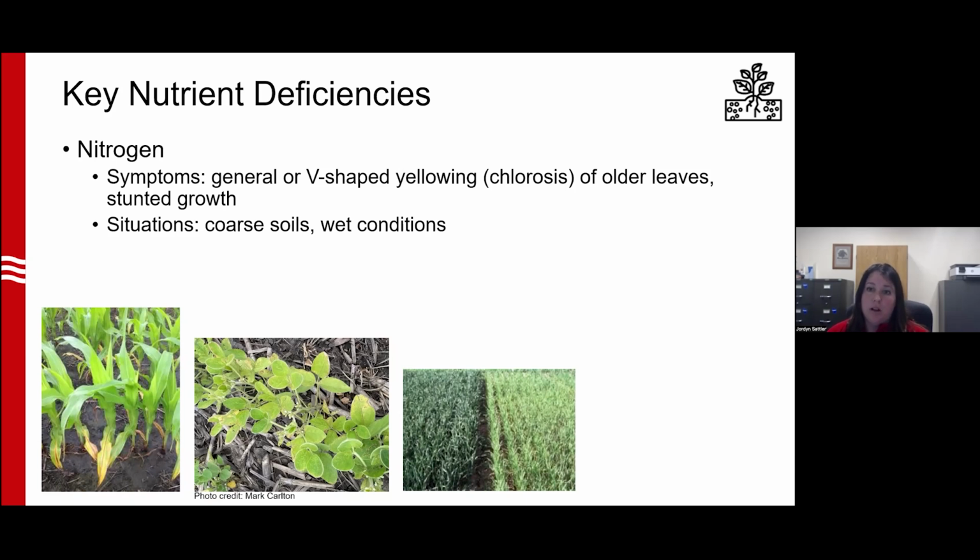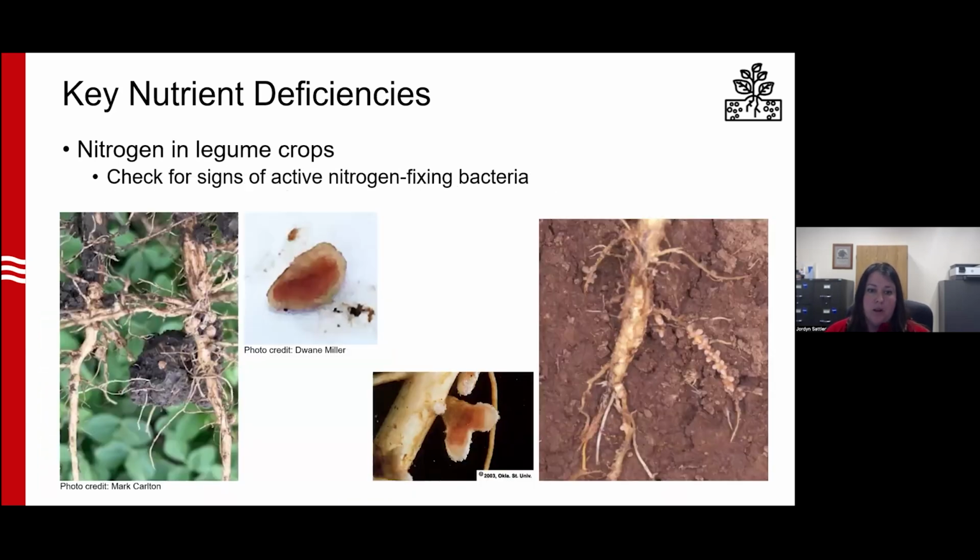Nitrogen deficiency is most common in coarse, sandy soils and under wet conditions because nitrogen can be leached out of the root zone. You'll see that I don't have an alfalfa deficiency photo, and that's because it's really not that common. Honestly, it's not super common in soybeans either, because both of those crops are legumes, and we'll talk about that too. Legumes are able to form symbiotic relationships with the bacteria in the soil. The plant provides a home and sugars for the bacteria, and the bacteria fix nitrogen for the plant.